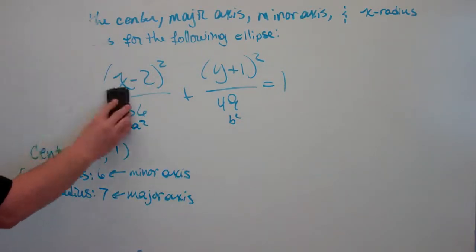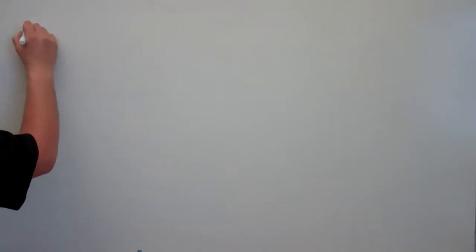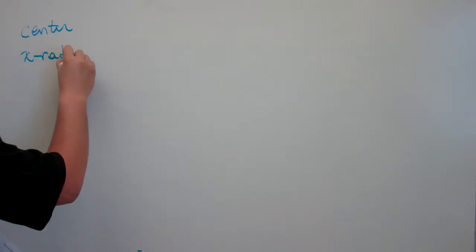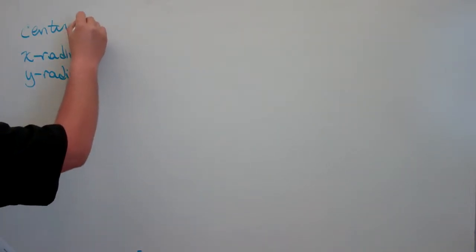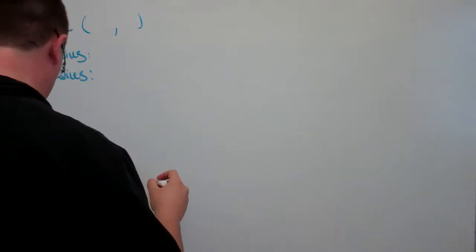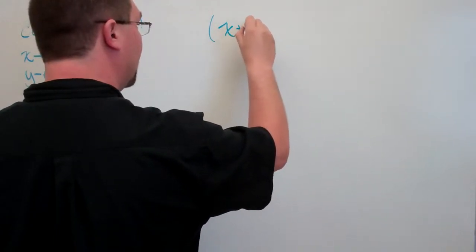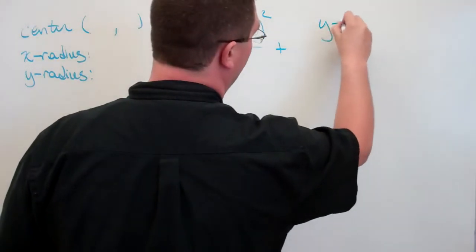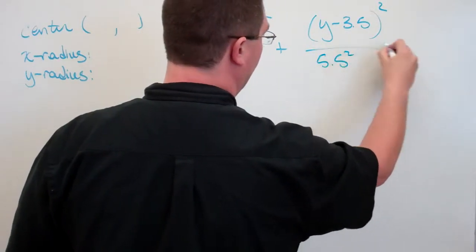Let's look at one more example. Again, we want the center, the x radius, the y radius, and then to know which one is the major and minor axis. So here's your formula. We have (x plus 4) squared over 3 squared plus (y minus 3.5) squared over 5.5 squared equals 1.